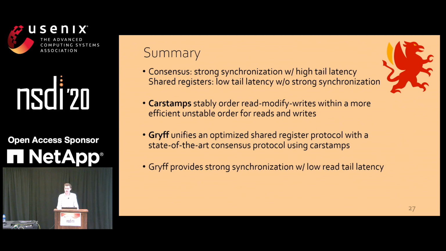So in conclusion, consensus is a necessary building block for strong synchronization primitives in storage systems, but it is relatively inefficient for simpler read and write operations when compared to shared registers. We introduce consensus after register timestamps, or Carstamps, to safely and efficiently unify consensus and shared registers. We implement Gryff, a linearizable fault-tolerant storage system, using these Carstamps and evaluate its performance relative to the state of the art. Gryff's read latency is about 2 times lower than existing solutions while providing strong synchronization. Thank you for listening, and I'm happy to now take any questions.